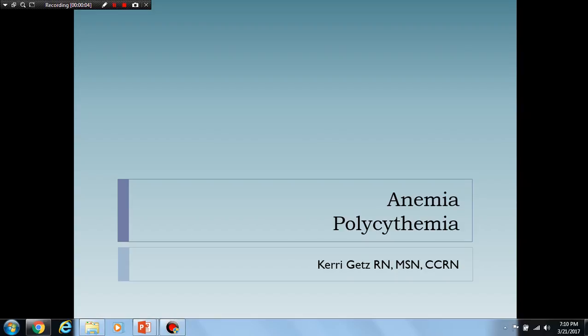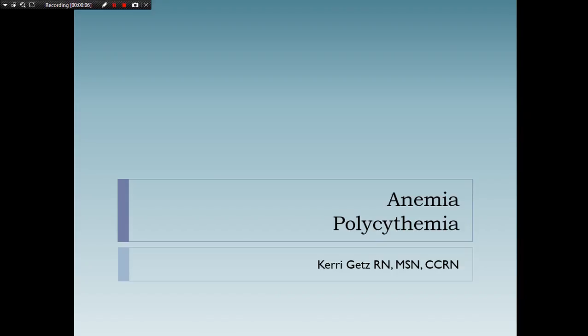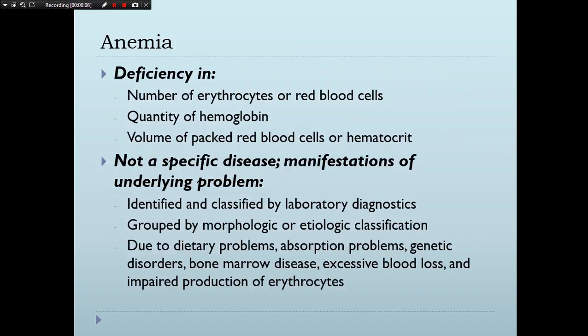This voiceover is going to cover anemia and polycythemia. Anemia is described as a deficiency in the number of erythrocytes, or red blood cells, the quantity of hemoglobin, or the volume of packed red blood cells, or hematocrit. It's not a specific disease, but a manifestation of an underlying problem.